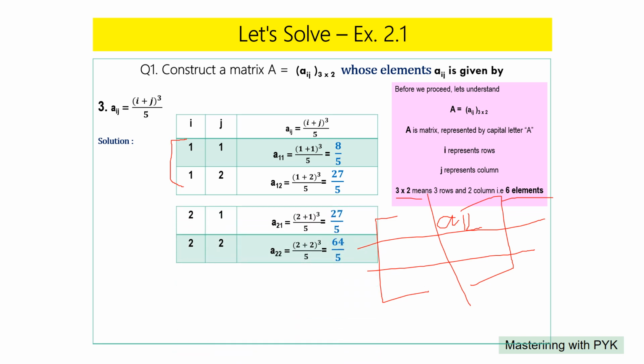Going to the next row. So we are here now. It is second row, first column, A21. So i becomes 2, j becomes 1. It is (2 plus 1) cube by 5. We did it up. So it is 3 multiplied 3 multiplied 3 comes out to be 27 by 5.